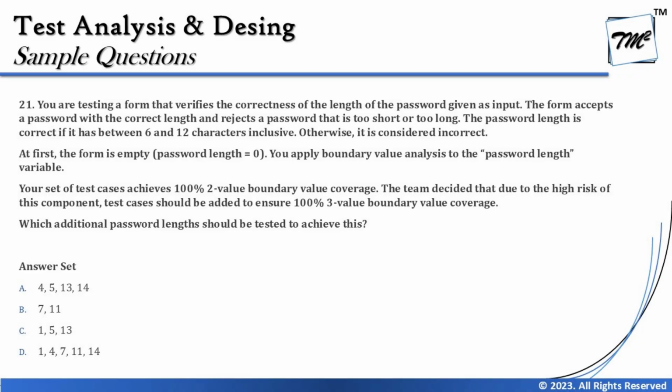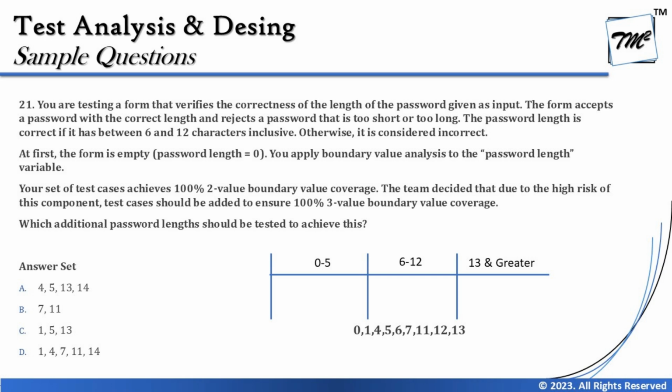And exactly that is what the question is, which additional password lengths should be tested to achieve this. So first of all, when it comes to 2-point analysis, you know that you take one inside, one outside on each boundary. So if I look at the table, this is how the table will look like. And there will be a wall on the left because that's the least possible, and negative is not a value, so that I don't have to consider anything beyond that.